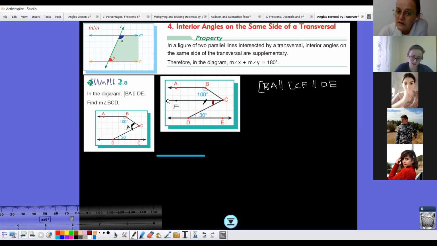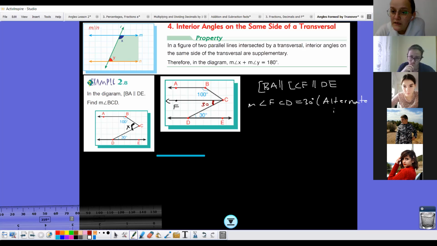It will be 30, alternate interior angles. So I can write here that the measure of angle FCD is equal to 30 degrees. Alternate interior angles. I am writing the explanations.